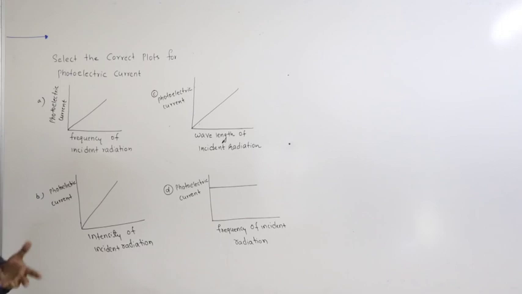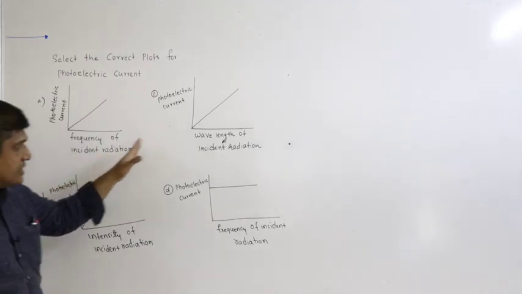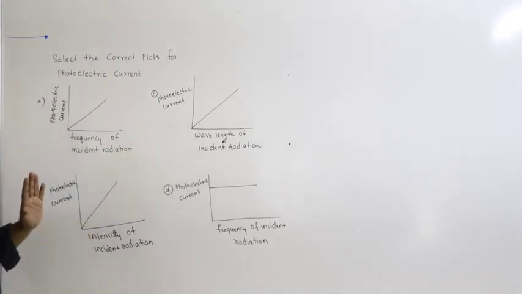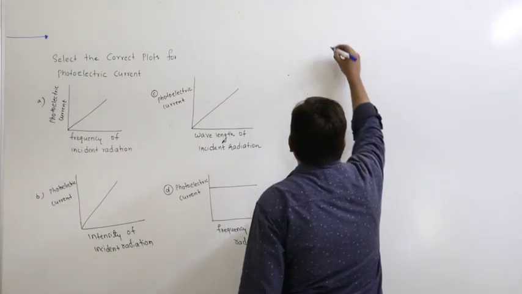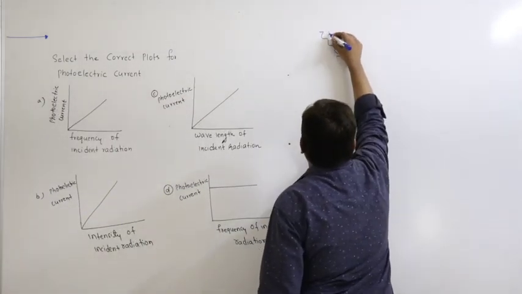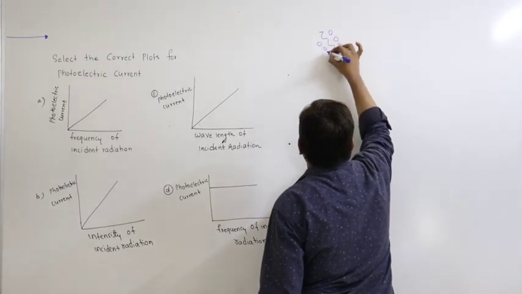How the number of photoelectrons depends upon frequency of incident radiation, wavelength, intensity. Let us see. Already we have studied this point. So when you increase intensity, what happens?